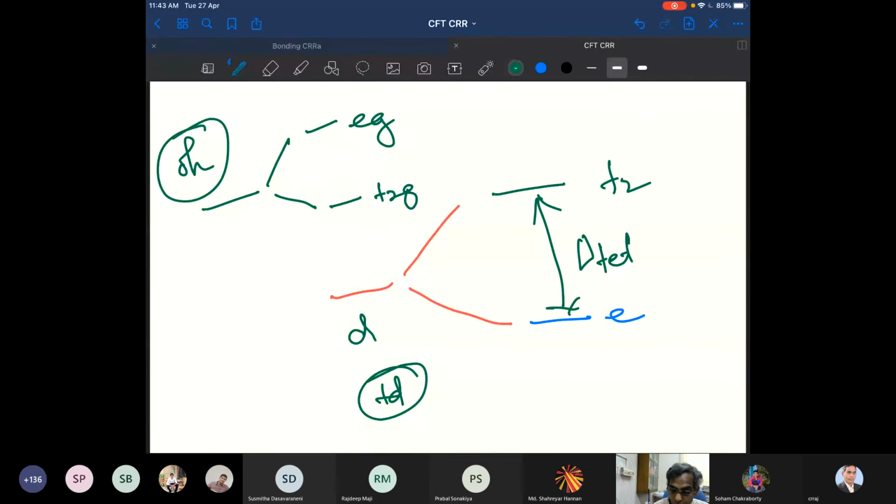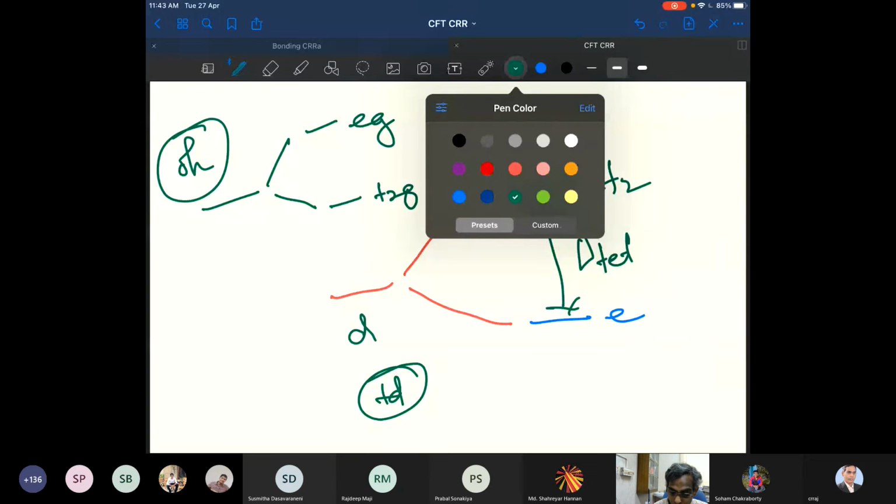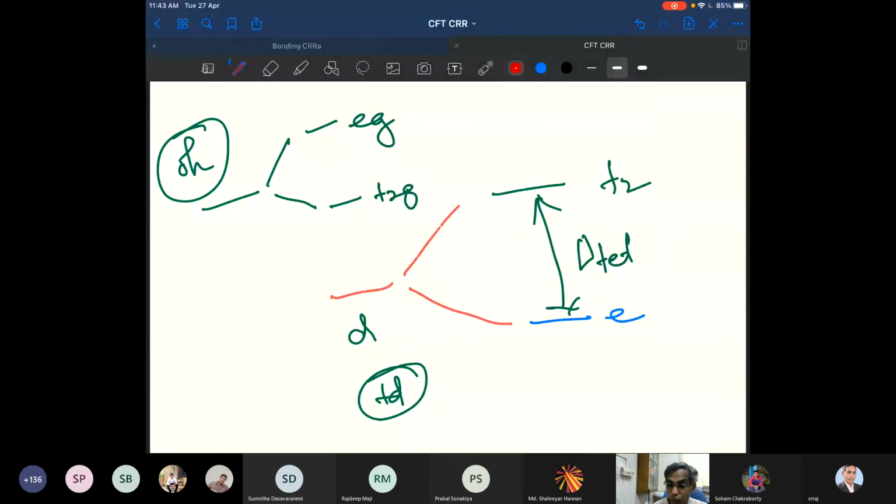One of you tell me, I will call someone whose name is visible to me. Sushmita, can you tell me why I wrote E instead of Eg, and why I wrote T2 instead of T2g, in the case of my Td, the tetrahedral? Sushmita?